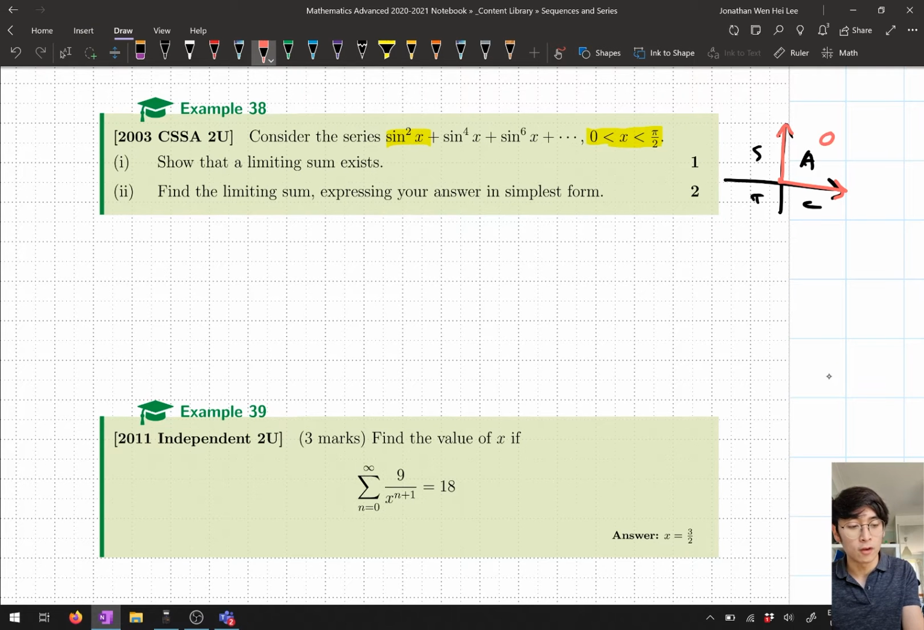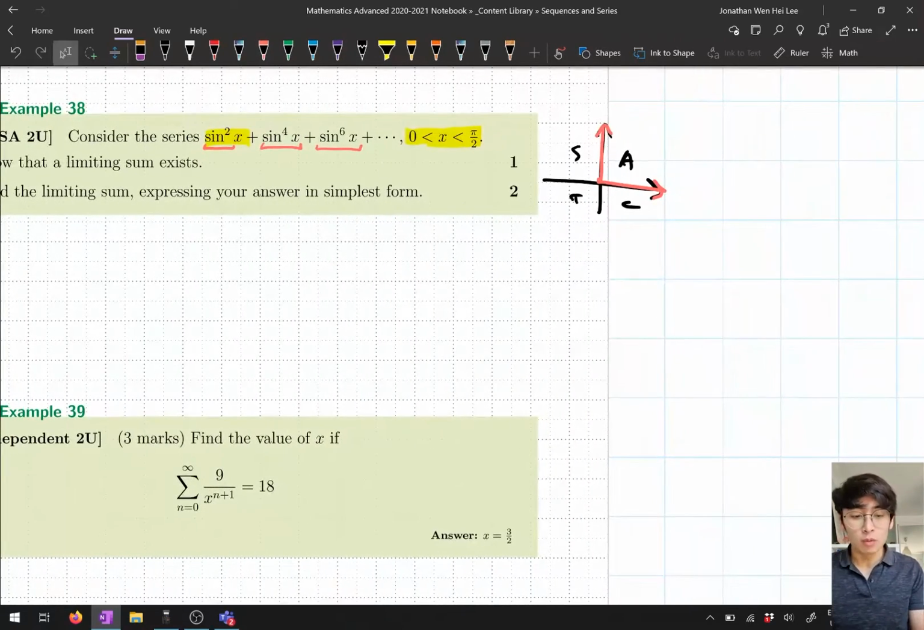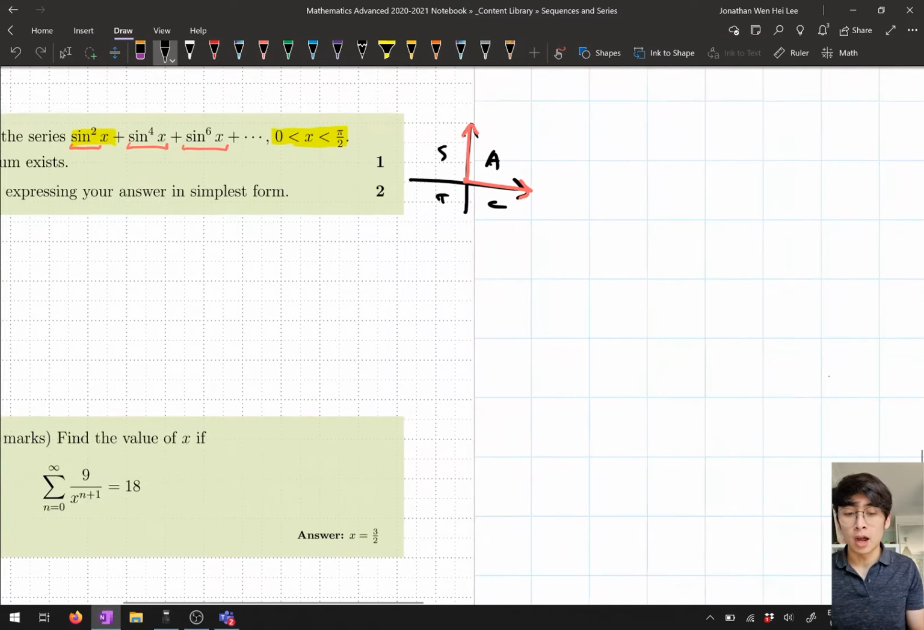So we are in our first quadrant, the All quadrant, where all of our trig ratios are positive. So all of these values are going to be positive because we're in the first quadrant. Sine is always positive in the first quadrant. So if I square a positive number, if I cube a positive number, if I raise a positive number to the power 4, all of these values are going to be greater than 0.